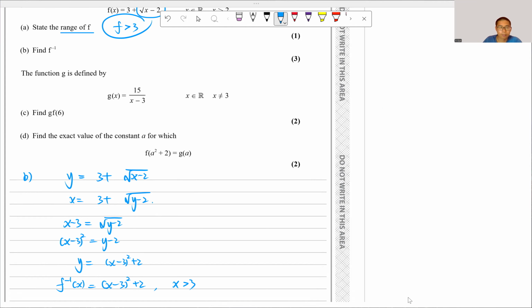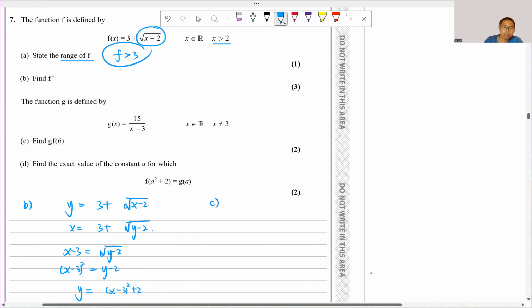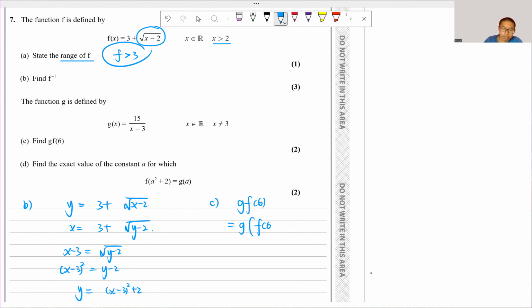That's one. Okay, part C, gf(6). Okay, gf(6) is the same as g of f(6).